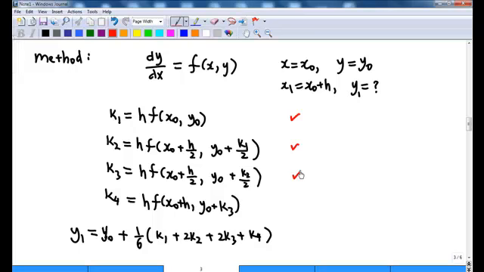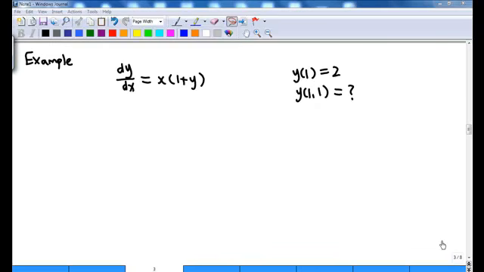Then k4 is equal to h times f of x0 plus h, y0 plus k3. And y1 is equal to y0 plus 1 over 6 of k1 plus 2k2 plus 2k3 plus k4. So this is how Runge-Kutta methods work. Let's look at an example of solving a differential equation using a Runge-Kutta method.